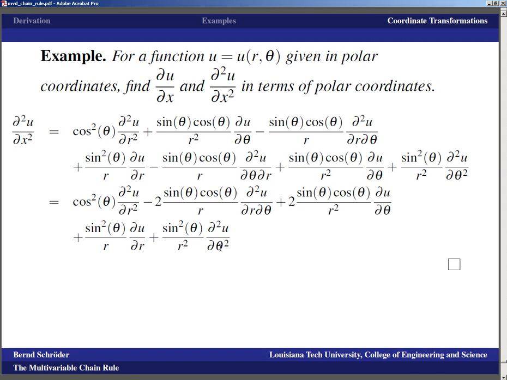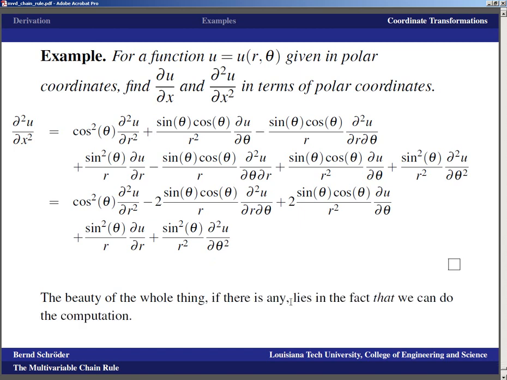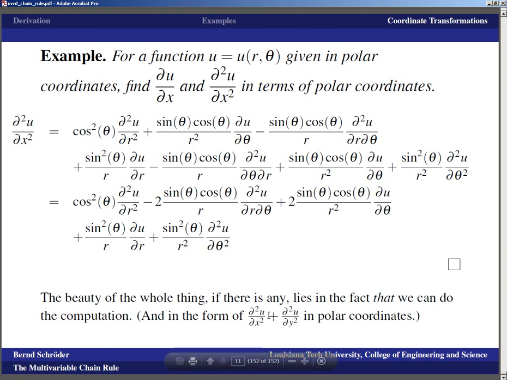And in fact, even if you've done this for a while like I have, this is still not a pretty answer. So the beauty of these calculations, if there really is any beauty at all, lies in the fact that we can do the computation and that we can get a result. And potentially then also in the form of what you get when you take the second partial of u with respect to x and add to it the second partial of u with respect to y in polar coordinates, because this is an operator that has a lot of meaning in mathematical physics, and we will talk about that operator much later in this course.